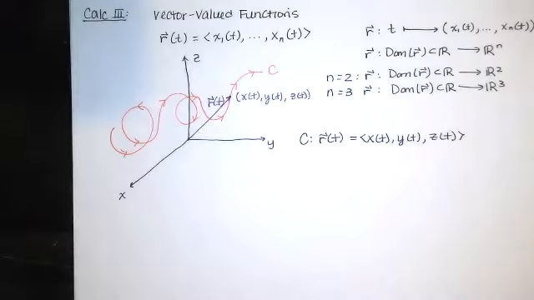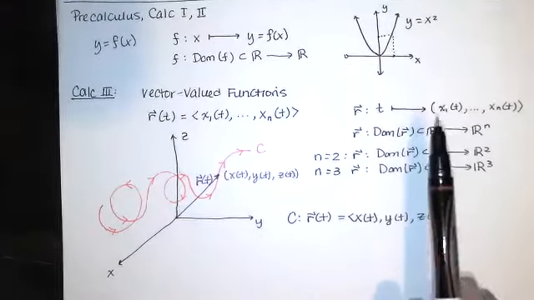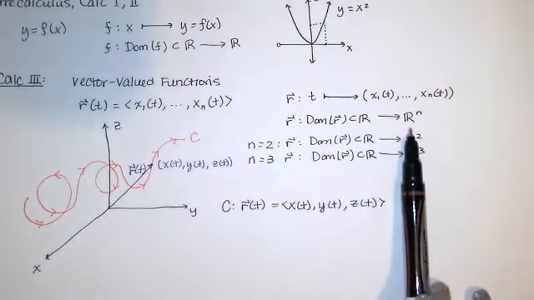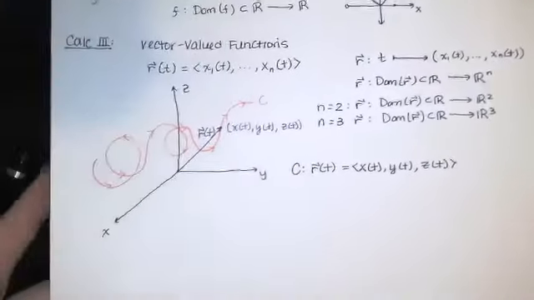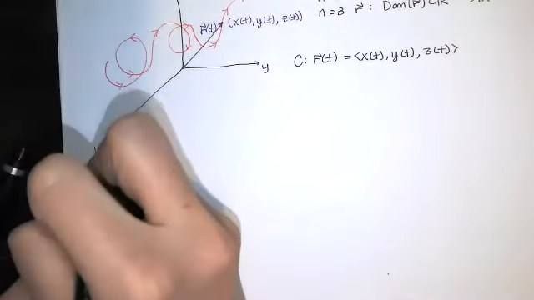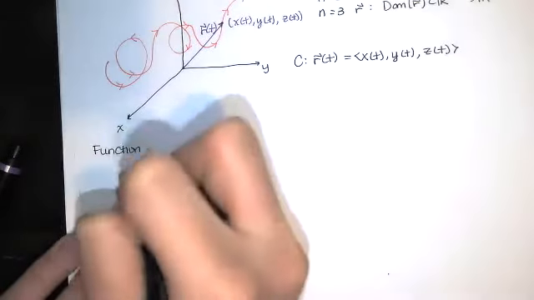So we said, okay, we started by mapping a real number to a real number. Then we said, let's take a real number and map it to a point in n-dimensional space. And then we said, let's do that the other way around with functions of several variables. Or you can say multivariable functions.